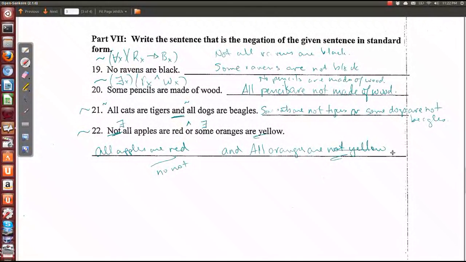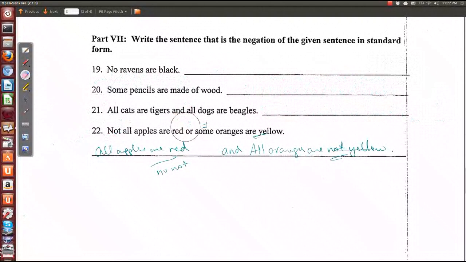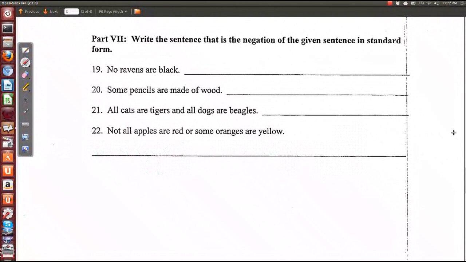So that's how we write the negations of quantified statements. So the last thing that we need to do is take a look at this from proof standpoints. In other words, given quantified statements, how do we prove something about them? That really is kind of the essence of why we learned them.